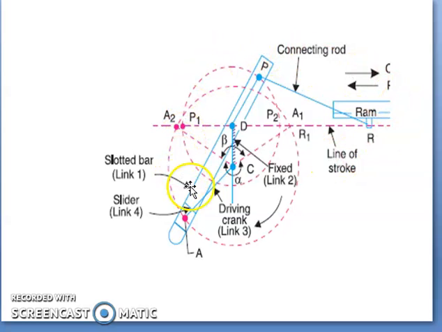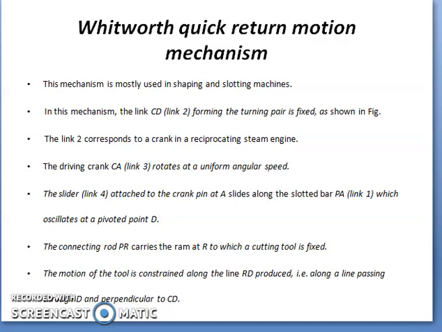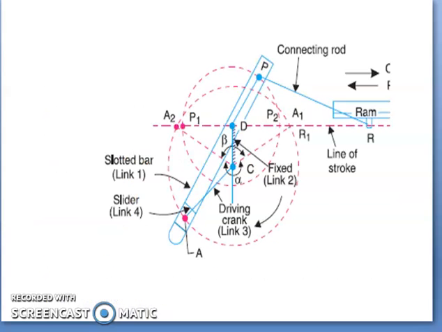So here you can see the mechanism. This shorter link is generally used as the crank in the reciprocating engine. Here this shorter link CD is fixed. This link corresponds to the crank in the steam engine. The driving link CA, that is the link 3, rotates at a uniform angular speed. So here you can see the driving crank, that is the link 3, which is going to rotate at a uniform angular speed.